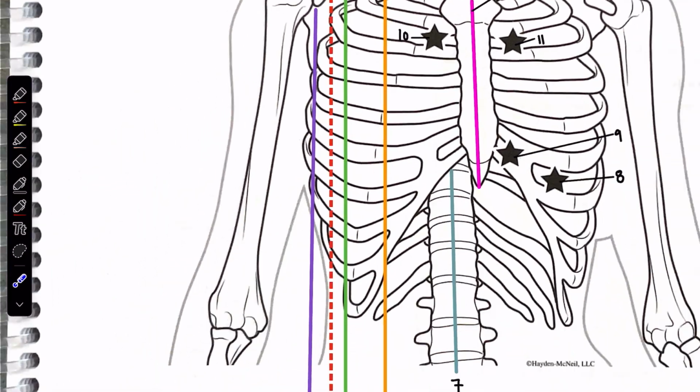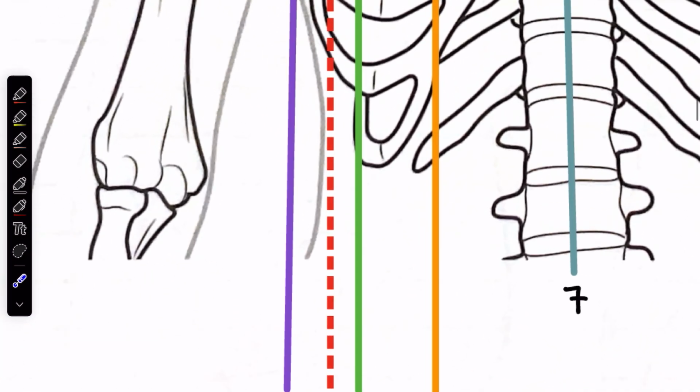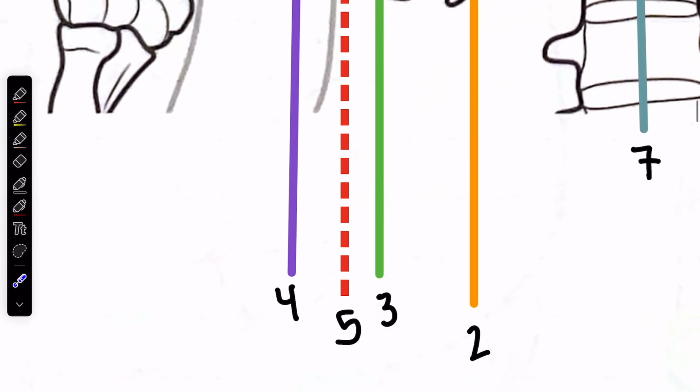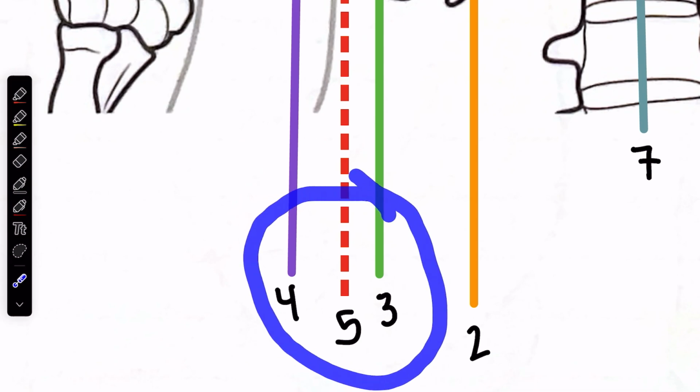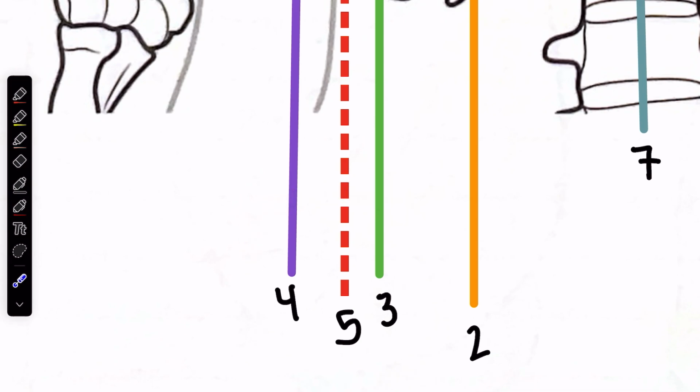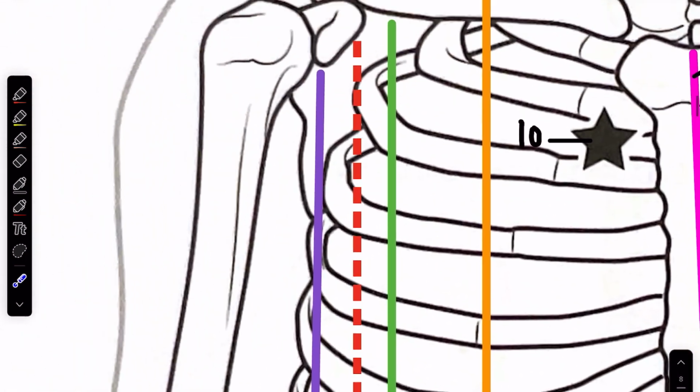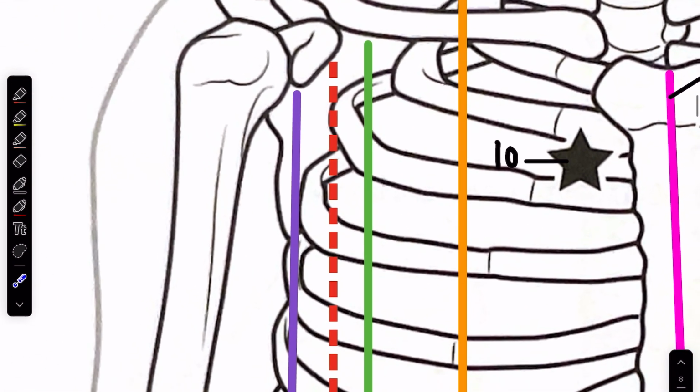Number three. 3, 4, and 5 are going to be right here. So just keep in mind that the green is 3, purple is 4, and dotted is 5. So 3, that is going to be our anterior axillary line. Number 4, it's going to come up into your armpit and then straight down. That's going to be our mid-axillary line.